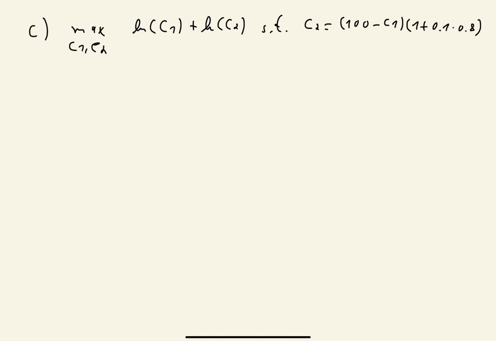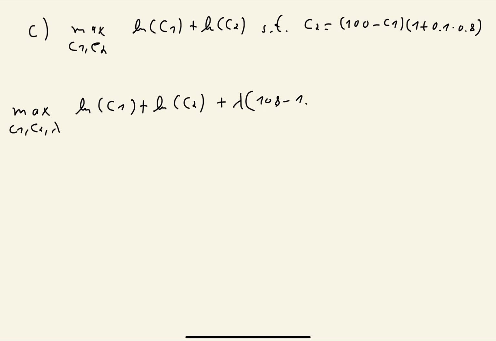So if we now bring this into the Lagrangian form, we maximize over C1, C2, and lambda. So we maximize our utility. To this we add lambda times, and now if you factor out everything, you end up with 108 minus 1.08 times C1 minus C2. And now we simply follow the steps that we had in the previous sub-exercises.